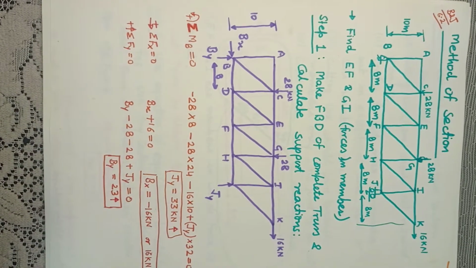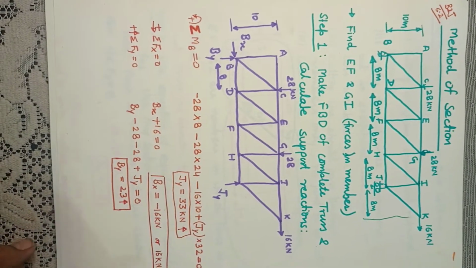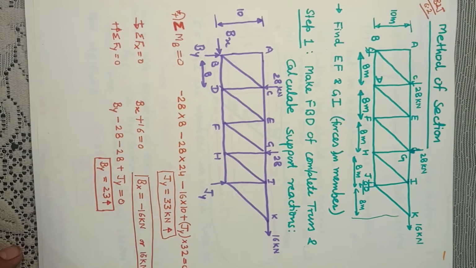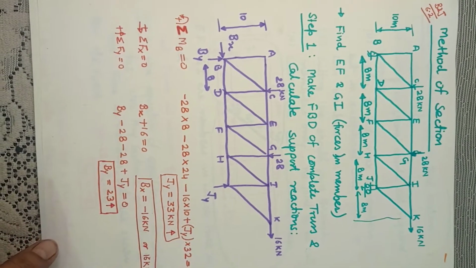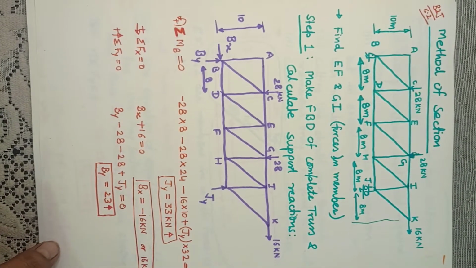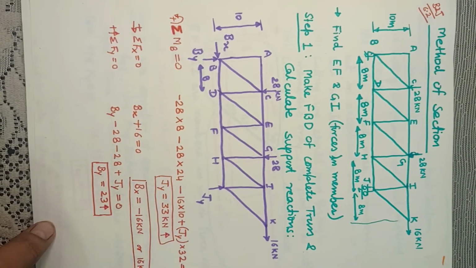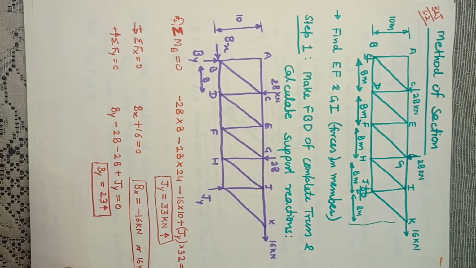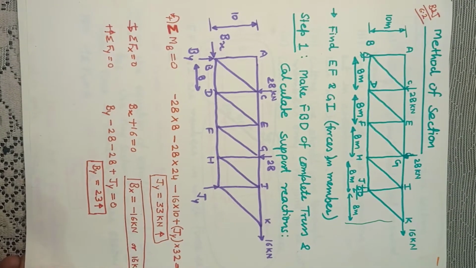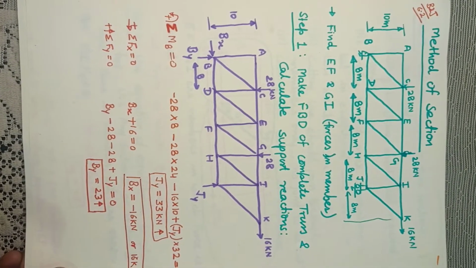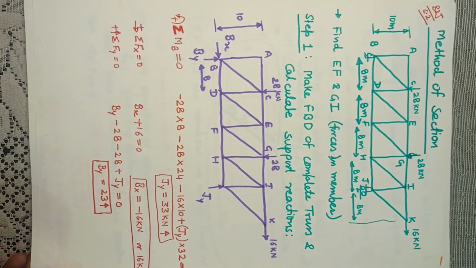Good morning, friends. So today we are going to discuss method of section. That is the second method to analyze the truss. You must have seen the method of joints. If you have not seen it, you can go through it, and if you are facing any problem, you can put it in the comments. Today we are going to discuss method of section.